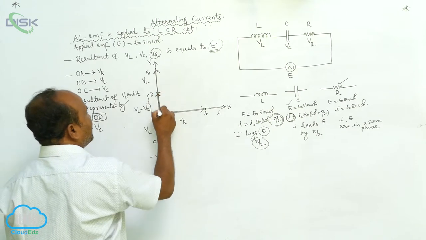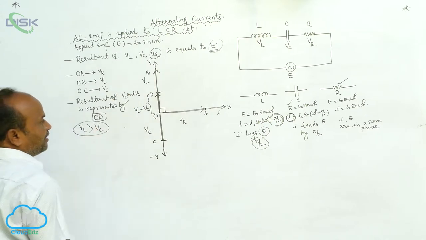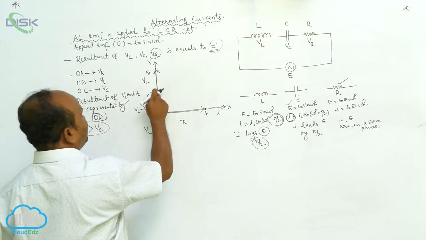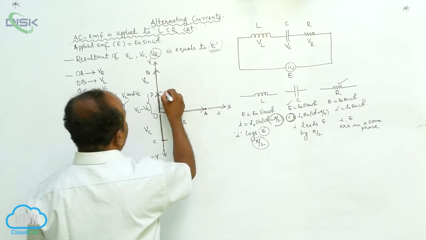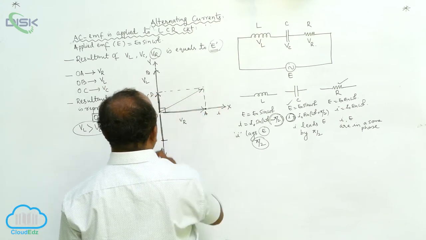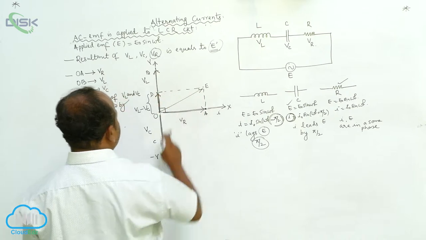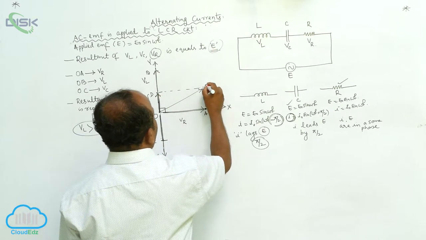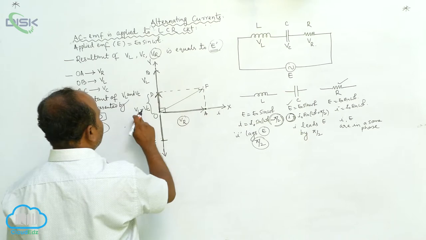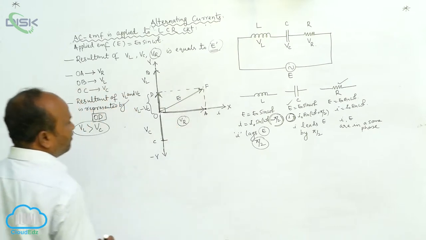The resultant of VL and VC is represented by OD. Why? Because OD means VL is greater than VC. As VL is greater than VC, the resultant of VL and VC is represented by OD. Next, by using the parallelogram law of vectors, this is OD, this is OE. A, B, C, D, E, let us consider F. This is called VR, this is VL minus VC, and OF is called the resultant EMF.